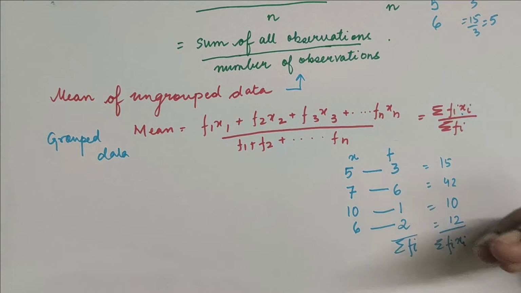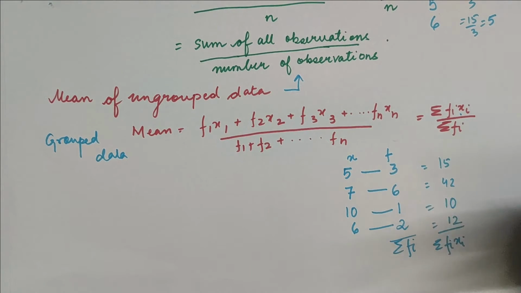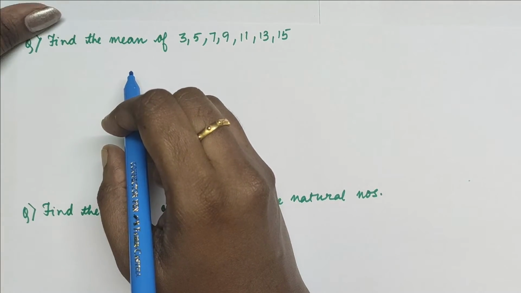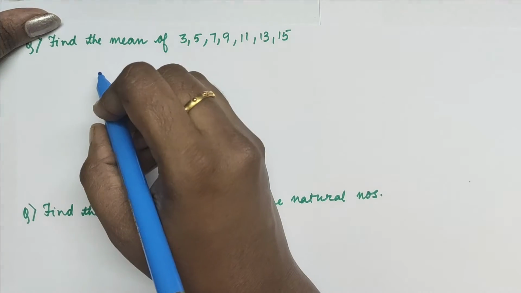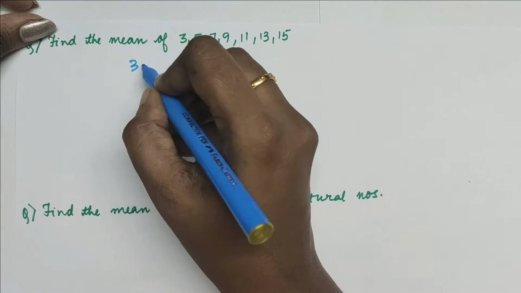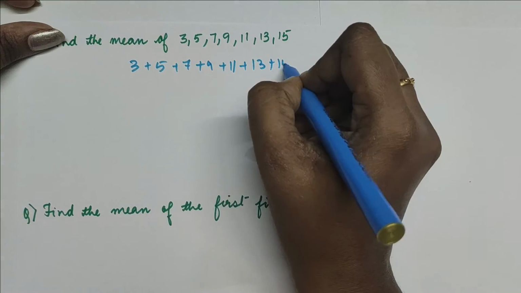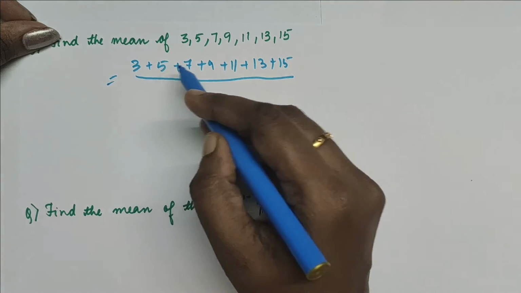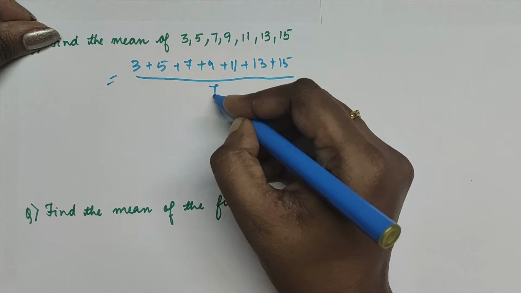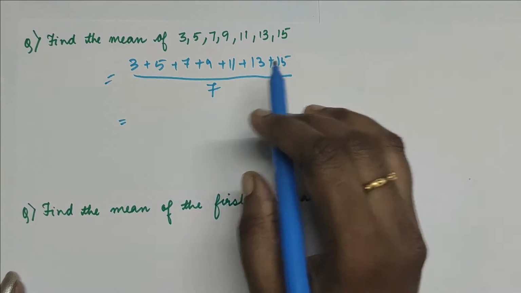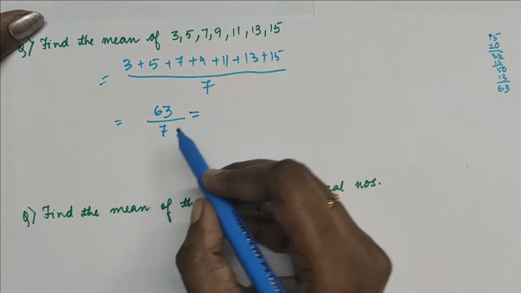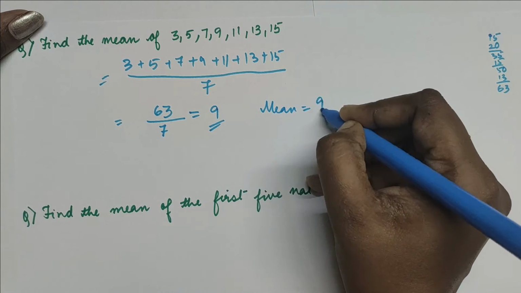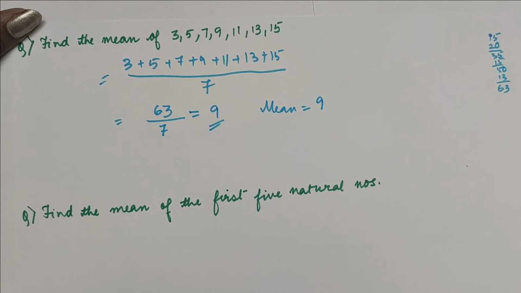So let us try to use these formulas in some questions and see how to solve them. Suppose the question says find the mean of the given numbers. So what are you supposed to do? You just have to add all the numbers and divide by the number of observations. So how many numbers are we having here? 1, 2, 3, 4, 5, 6, 7. So divided by 7. The addition of this is going to be total 63 divided by 7, that is 9. So the mean here is going to be 9. So mean is just an average of the total.